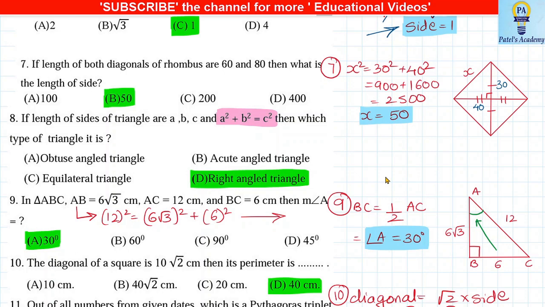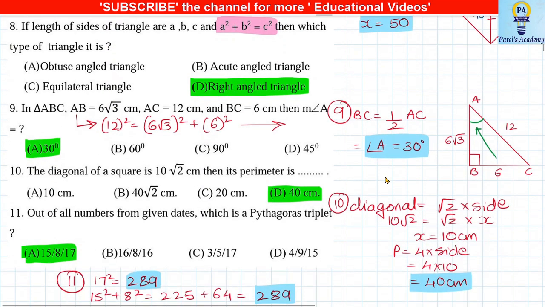Now the next one: if A, B, C are the sides of a triangle and if A square plus B square equals C square, then it has to be a right angle triangle. Means it is side square plus side square equals hypotenuse square. Now the ninth MCQ is again important.